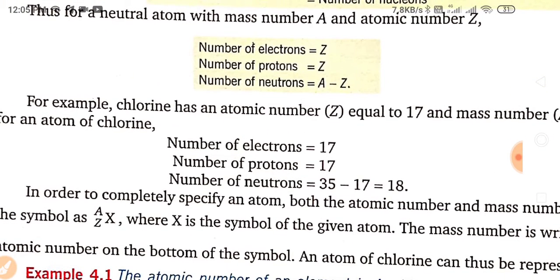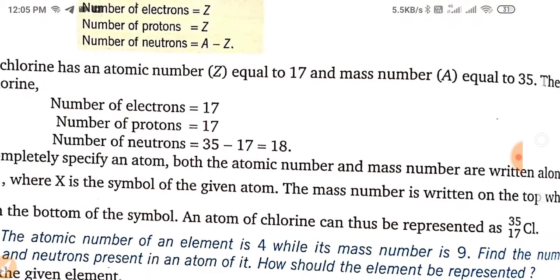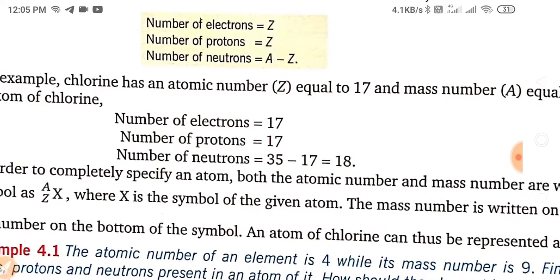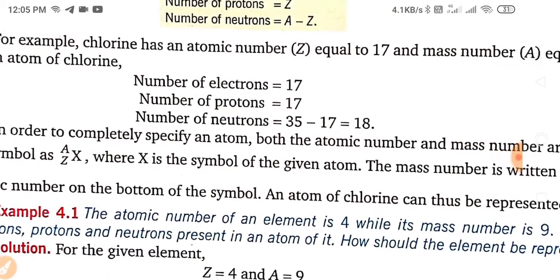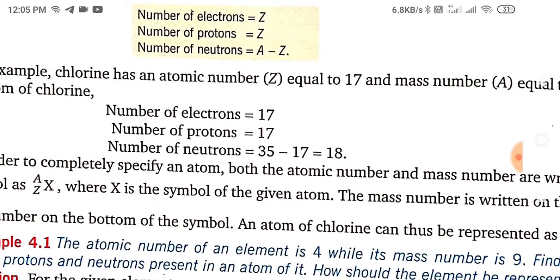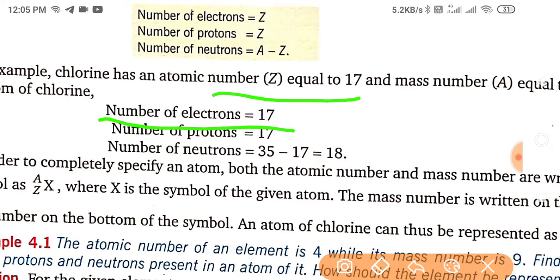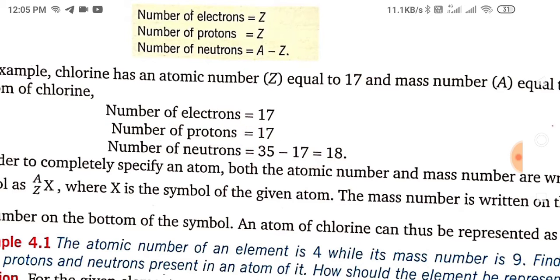For example, a chlorine atom has atomic number Z equal to 17 and mass number A equal to 35. Therefore for an atom of chlorine, the number of electrons is similar to the number of protons, so the proton number is 17 and the electron number will be 17. To calculate the number of neutrons, we subtract the atomic number from the mass number, so it will become 18. I hope you understand. If you have any confusion, you can ask.